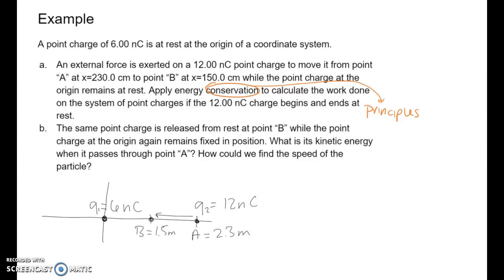Alright, so we're told to apply energy principles to calculate the work done on the system of point charges if the 12 nanocoulomb charge begins and ends at rest. So, since we're dealing with energy principles, basically meaning we start with the work energy system theorem, which means we have to define our system. So, let's see. For our system here, let's include both charges.